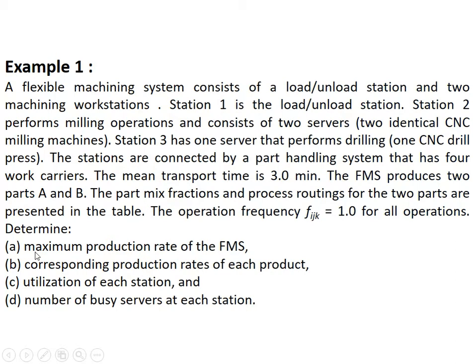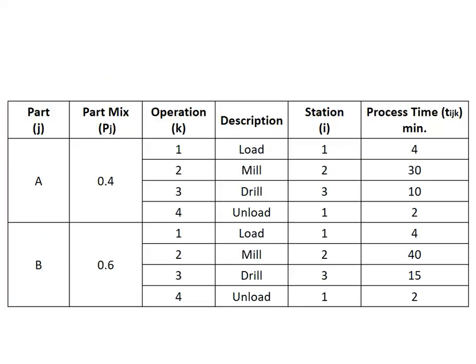Now we have to calculate the maximum production rate, the corresponding production rates of each product, the utilization of each station, and the number of busy servers at each station. These particular formulas we already derived before, we just have to calculate by getting the values from the table as given over here.